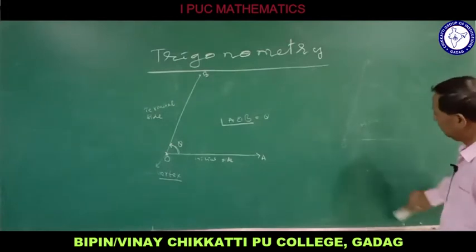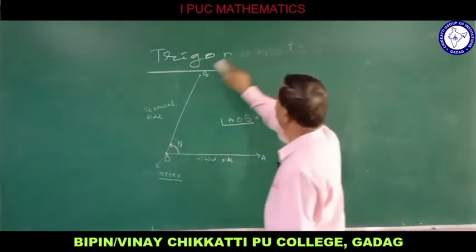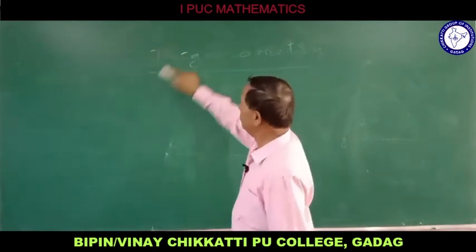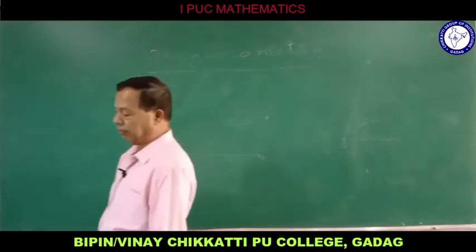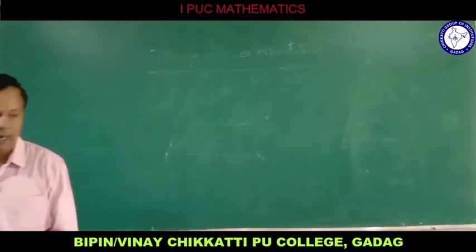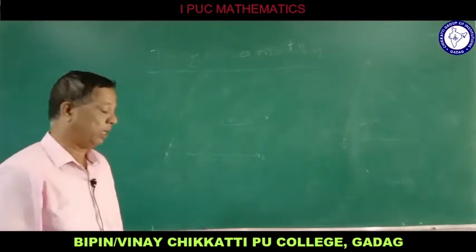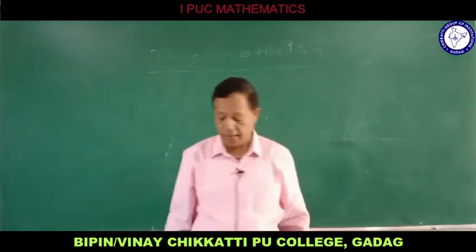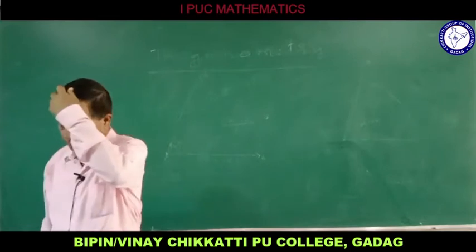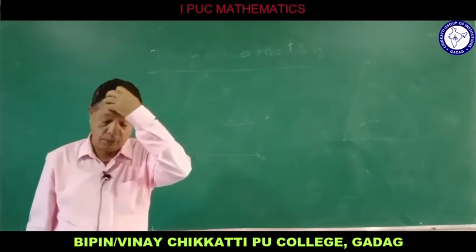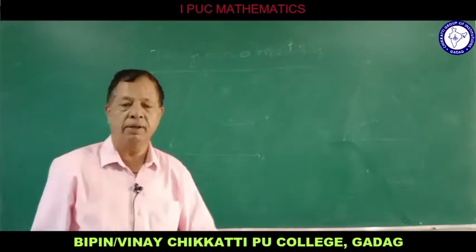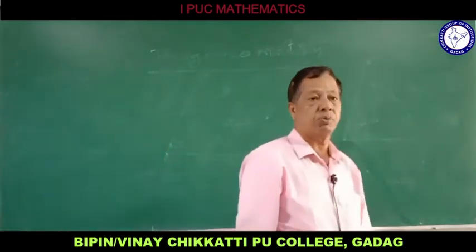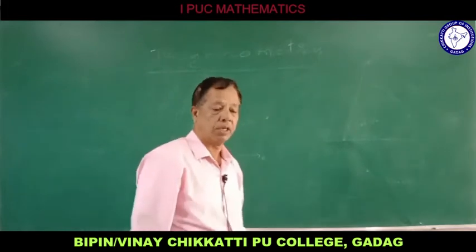Mainly two systems are used to measure an angle. How many systems? Two systems. The first one is the sexagesimal system, and the second one is the circular system.